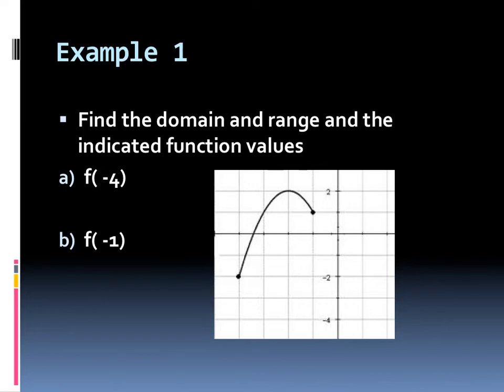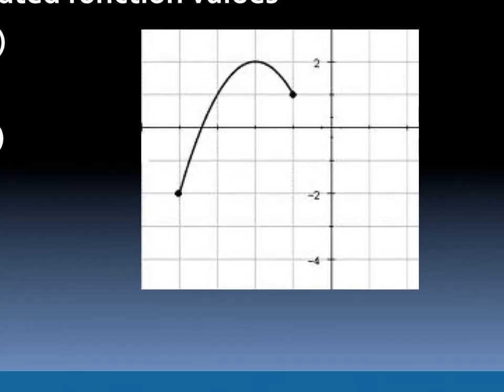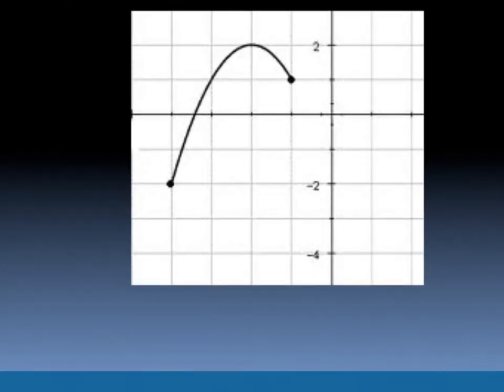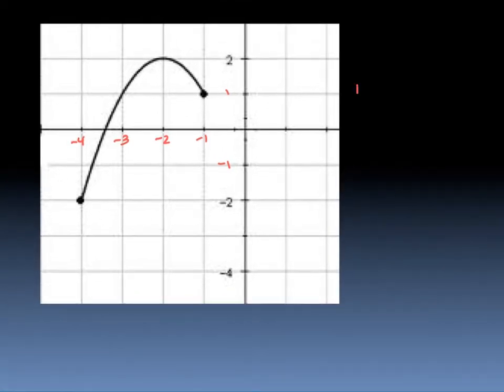Okay, example 1 says find the domain and range and the indicated function value. So the first thing I'm going to do is just look at my graph. Okay, if you need to mark your points, mark your points. This is -1, this is -2, this is -3, this is -4, okay? -1, +1, obviously that's 0. So my domain goes in which direction? Left to right. So if I look from left to right, which is my x's, what's the furthest left point that's included on my graph, on this curve here? -4. Does everybody see that?